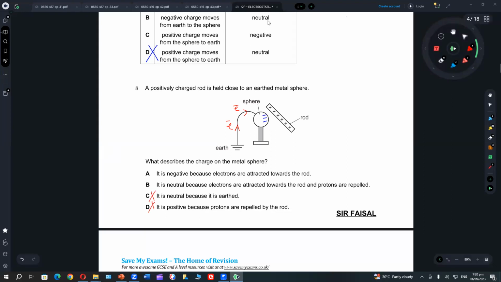It can't be neutral because earthing is there, but the rod is also there. Look at the screen. After earthing, the answer is A.